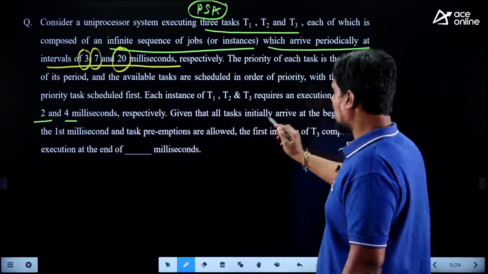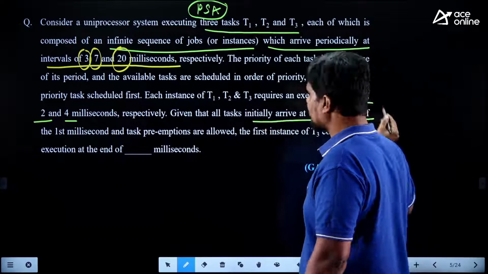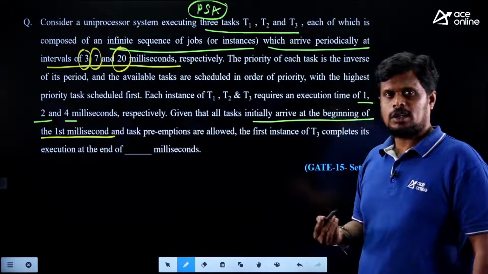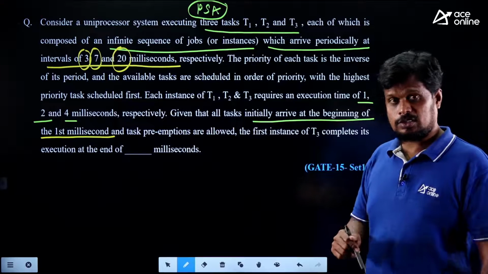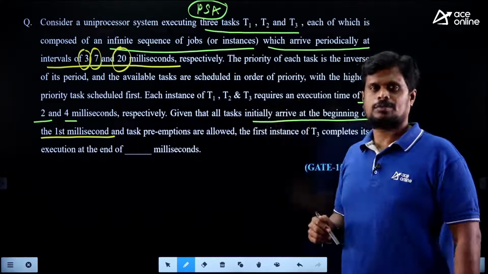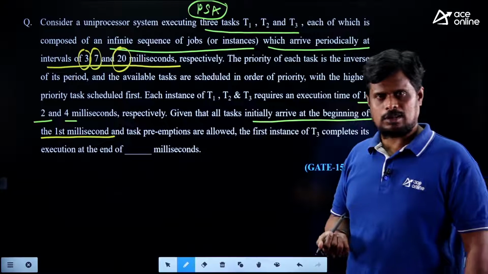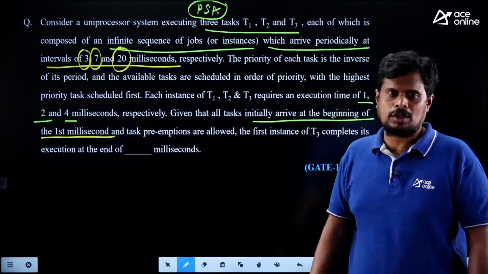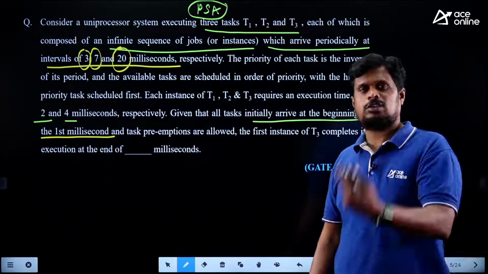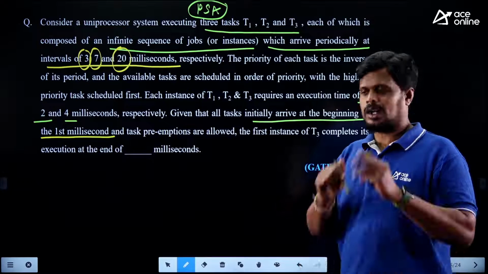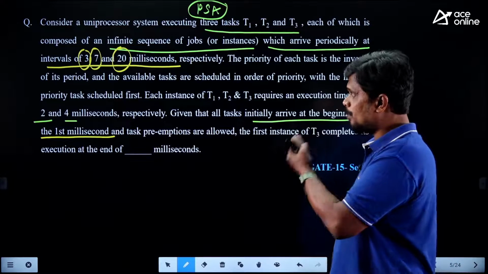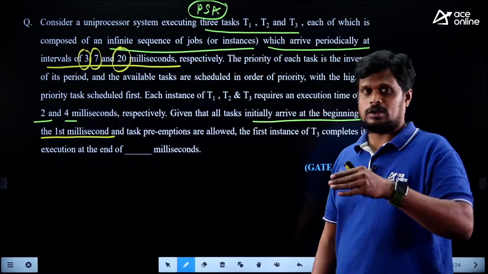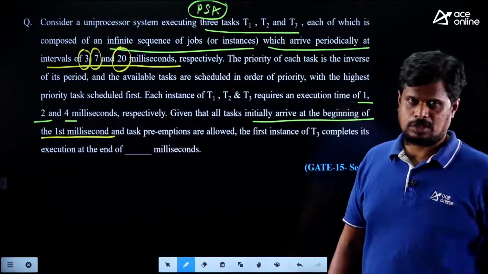Given that all tasks initially arrive at the beginning of the first millisecond, it means T1, T2, T3 all arrive at 0 milliseconds only. People may get confused with 1, but that is a mistake. The first millisecond means 0, that is 0 to 1. In that period the CPU should not be idle. At 0 itself the CPU should be busy. While solving this question, you may consider that all the processes arrive at 1. No, it is 0. 0 is the first millisecond.